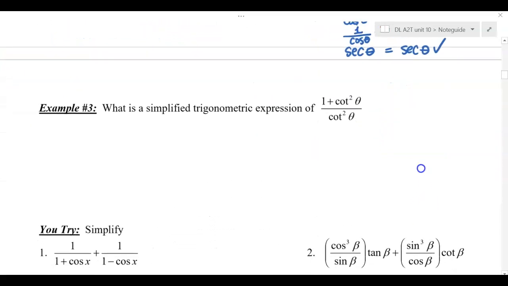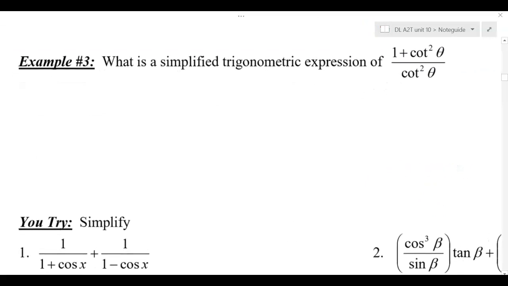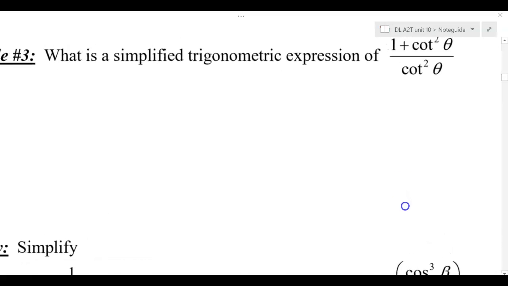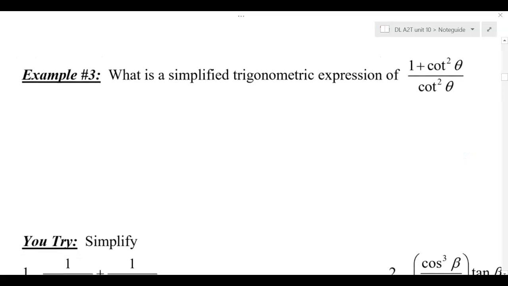All right, looking at example 3, it says to simplify. I actually think these are a little more difficult because you don't know what you're supposed to get. In the proofs, you at least know where you're headed. Here you don't. When they say simplify, you want to try to combine all the fractions together. Your ultimate goal would be to write it with one trig function if possible and not multiple terms.